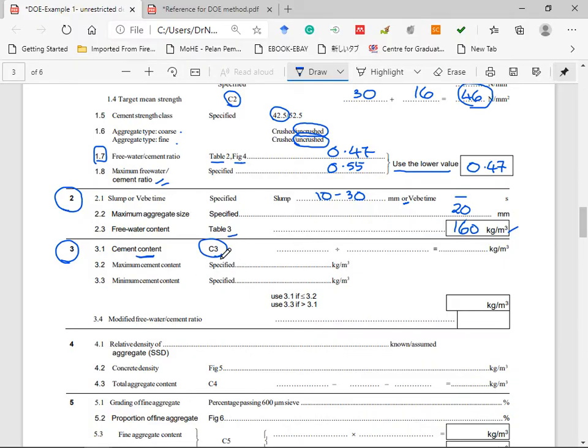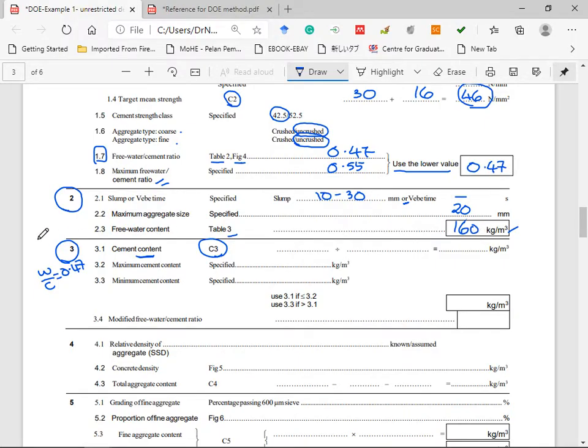So if you didn't look at C3, you can also calculate this by understanding that W over C is equal to the water cement ratio. Our W over C is 0.47, our water cement ratio is 0.47. The fundamental equation is the same.